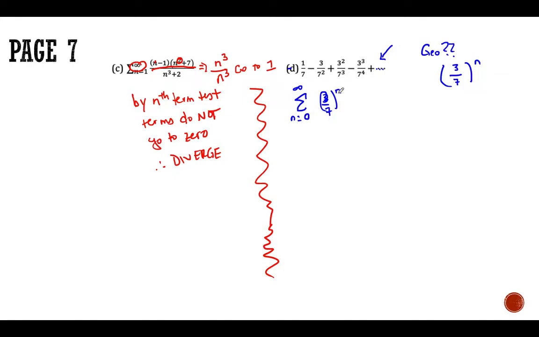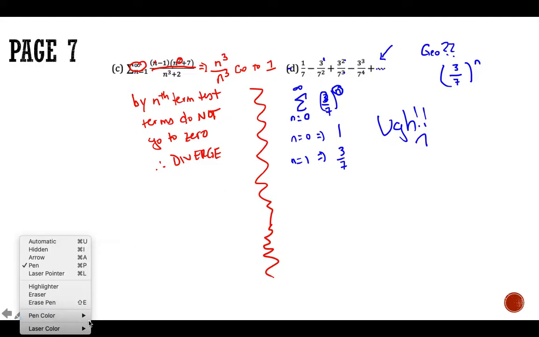Also, when I make n equal to 1, I get 3/7ths. But notice, this is 3 to the first over 7 squared. This is 3 to the second over 7 cubed. My powers don't match, and if I'm geometric, my powers have to match. Ugh. All right, I cry for a minute, and then I say, okay, so what can I do?